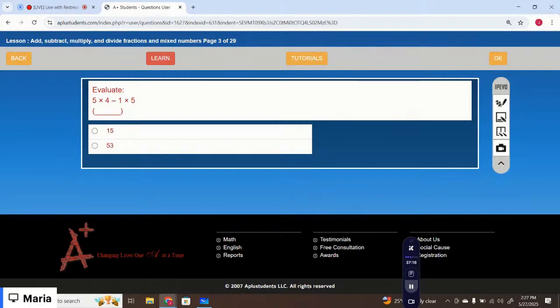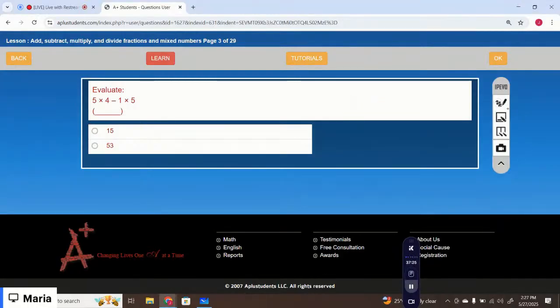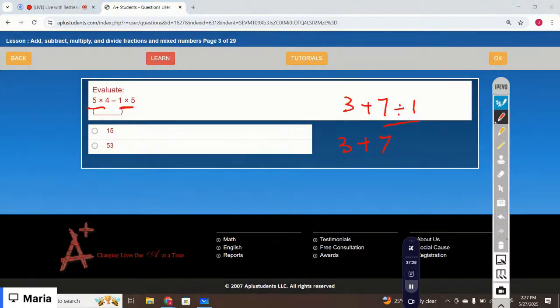5 times 4 minus 1 times 5. So going from left to right, we need to multiply first. 5 times 4 is 20, minus 1 times 5. Now again you have to do multiplication first. So 20 minus 5 is 15. So option number 1 is the correct option.